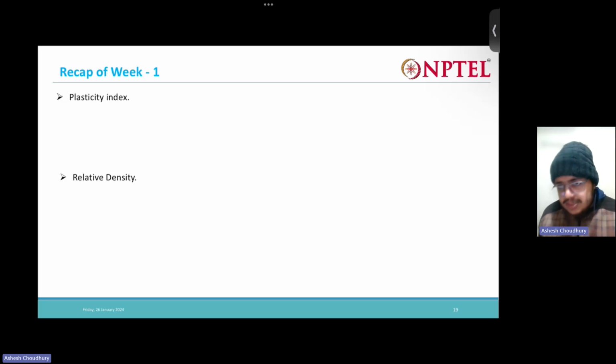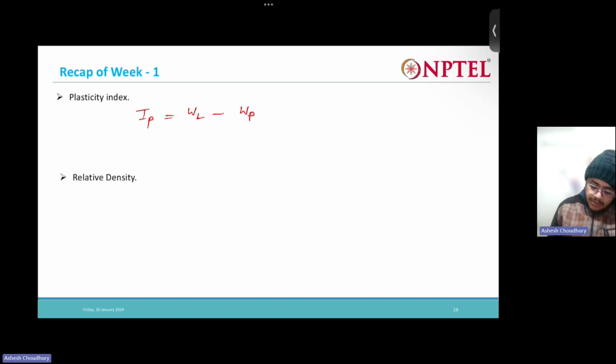Next, we have the plasticity index. So what is the plasticity index? Plasticity index, IP, is nothing but the liquid limit minus the plastic limit. High plasticity index means highly plastic, low plasticity index means non-plastic.